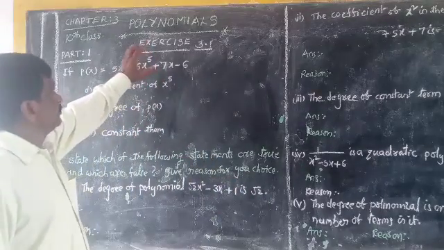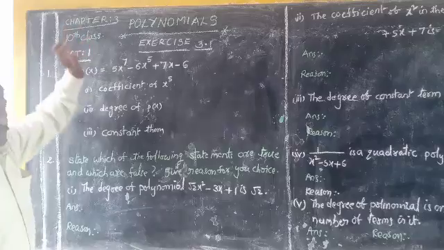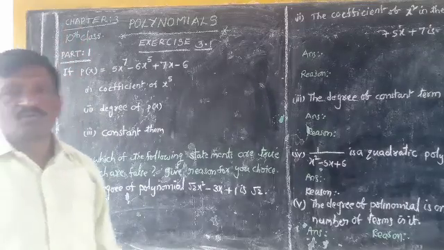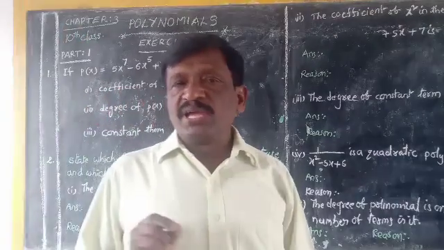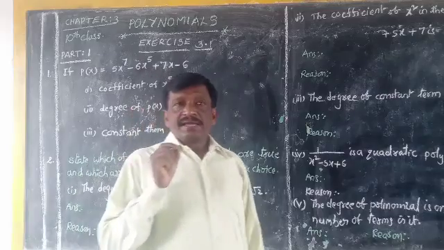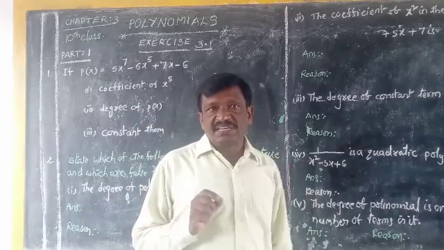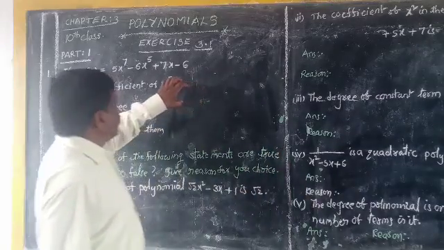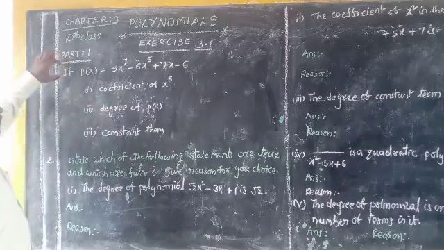Exercise 3.1, Chapter 3, Polynomials. So, polynomials. ax square plus bx plus c is one of the polynomials.